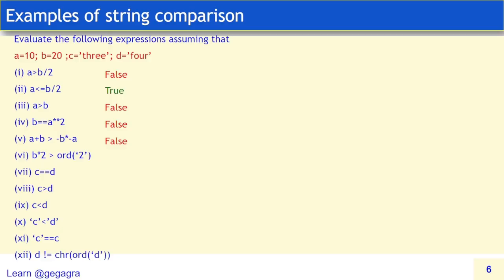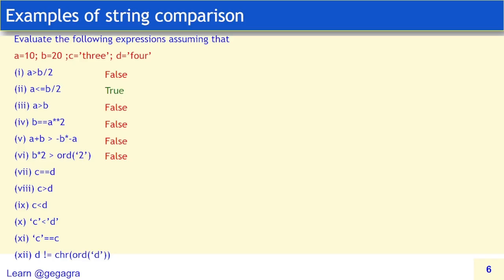When we apply the condition b into 2, b is 20 and multiplied by 2, this becomes 40. And what is the ordinal of 2, meaning the sequence of 2 in the ASCII series? It should be 48, 49, 50. So ord of 2 will be 50, and b into 2 means 40, and this is 50. So 40 is not greater than 50, and that is why it also becomes false.